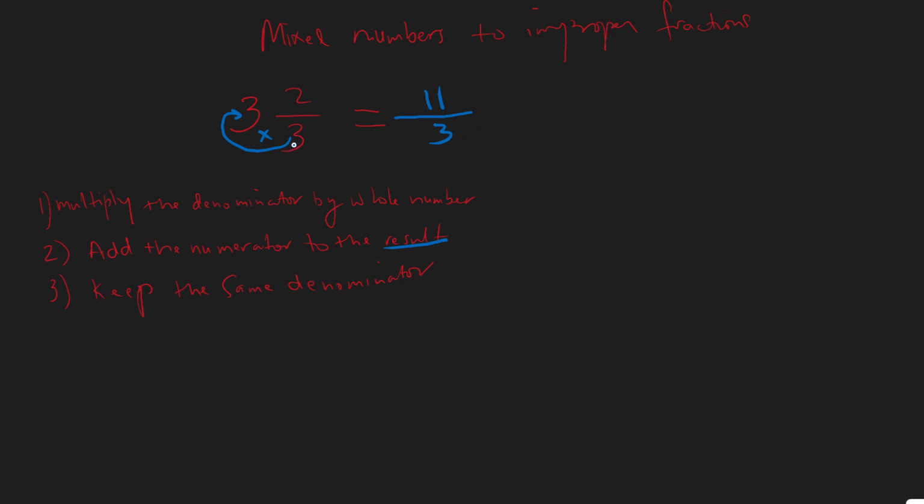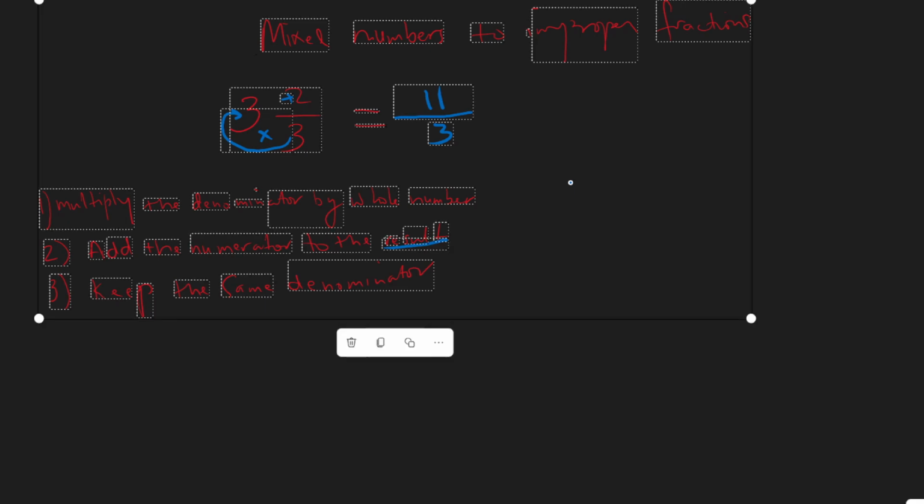So you multiply 3 by 3, that is 9. To the result, you add the numerator and you keep the same denominator. So 11 over 3 is your answer.